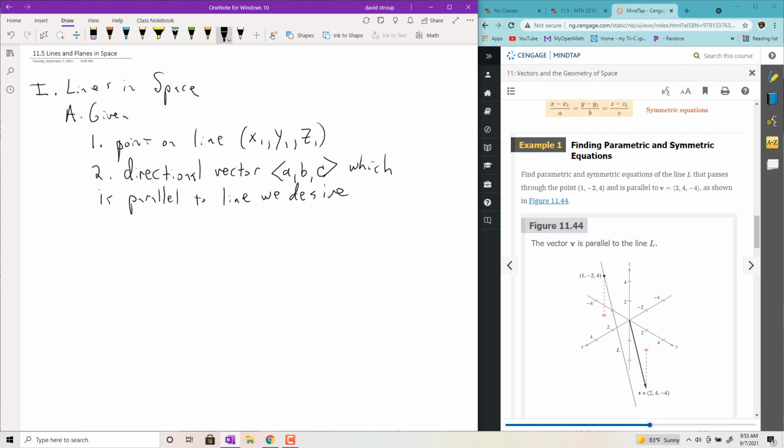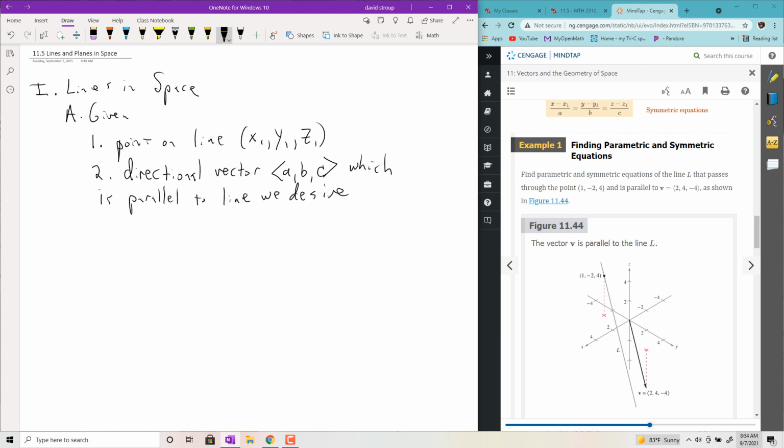Okay. So the way this will work is, to get the equation of the line, we'll have two forms for it. We'll have the parametric form, and then we'll have the symmetric form. And where they get it, it's basically just the set of all points x, y, z, such that if you make a vector with the point on the line, the result will be parallel to this directional vector.